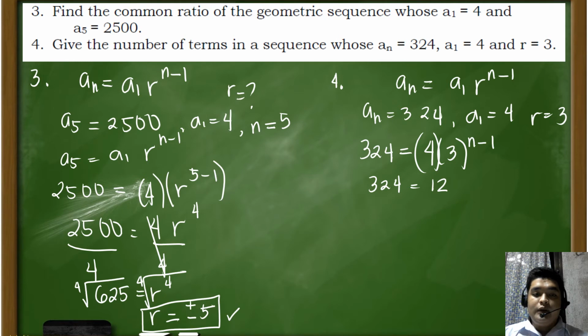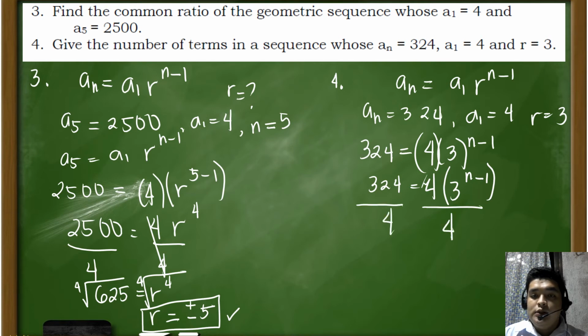Oh, sorry. Okay, again. So that is 4, 3 to the power of n minus 1. So we need to eliminate 4 here. So we need to divide both sides by 4. Okay, so that is 324 divided by 4, that is 81. Then 3 raised to n minus 1.